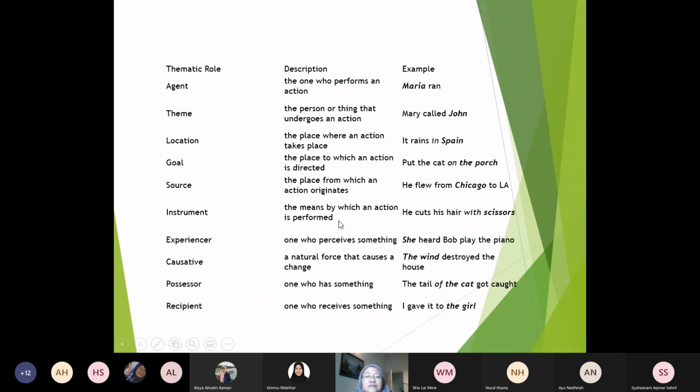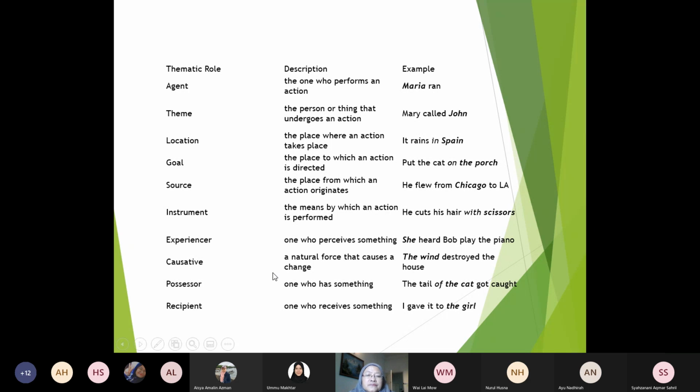Instrument, by means an action is performed. With scissors is instrument. Experiencer, usually for verbs which are perceptive, like heard, saw, feel, taste. We have experiencer. So she heard Bob play the piano. So she is an experiencer. She experienced the sound, the sound coming from the piano. I saw the man yesterday. So I is the experiencer.